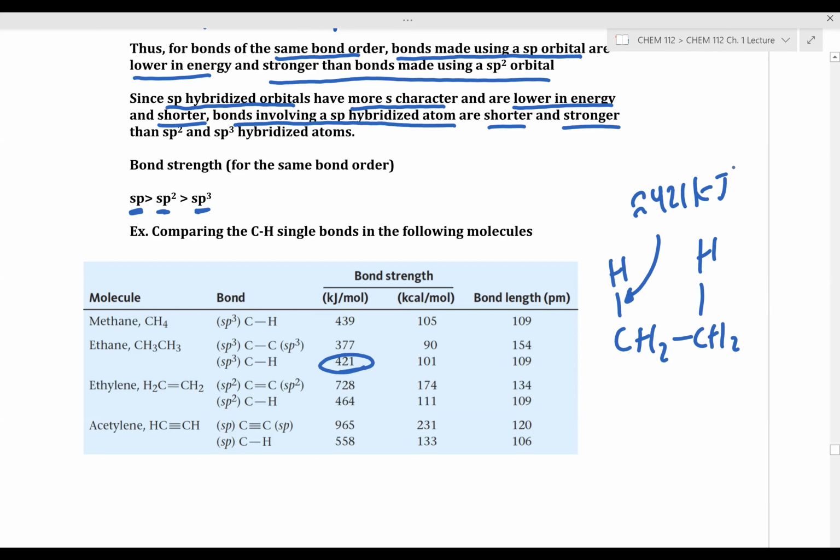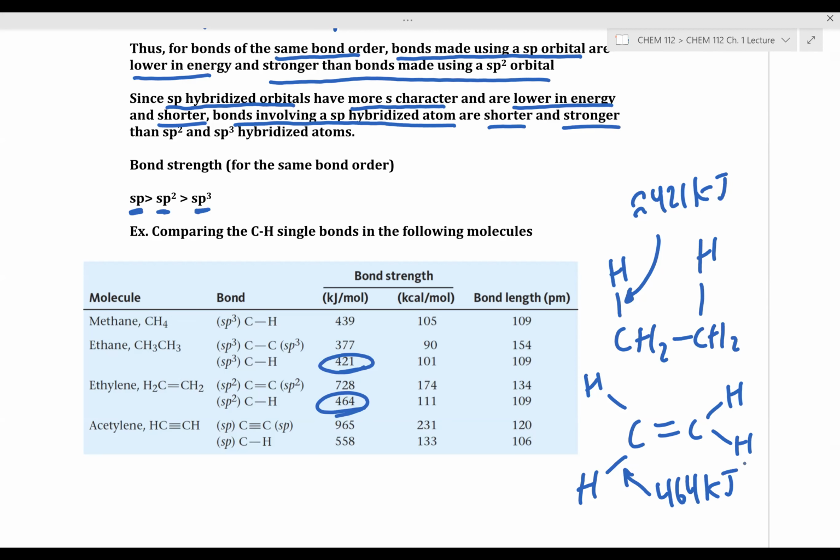Now, I want you to pay attention in this chart to the C-H bond strengths, because if we look down to ethylene, not looking at the carbon-carbon bond, but just looking at the C-H bond, you'd say, oh, those are both carbon-hydrogen single bonds. What's the difference? Well, if we take a look into our table, this bond has a strength of 464 kilojoules. That's 40 kilojoules difference in bond energy. That is substantial.